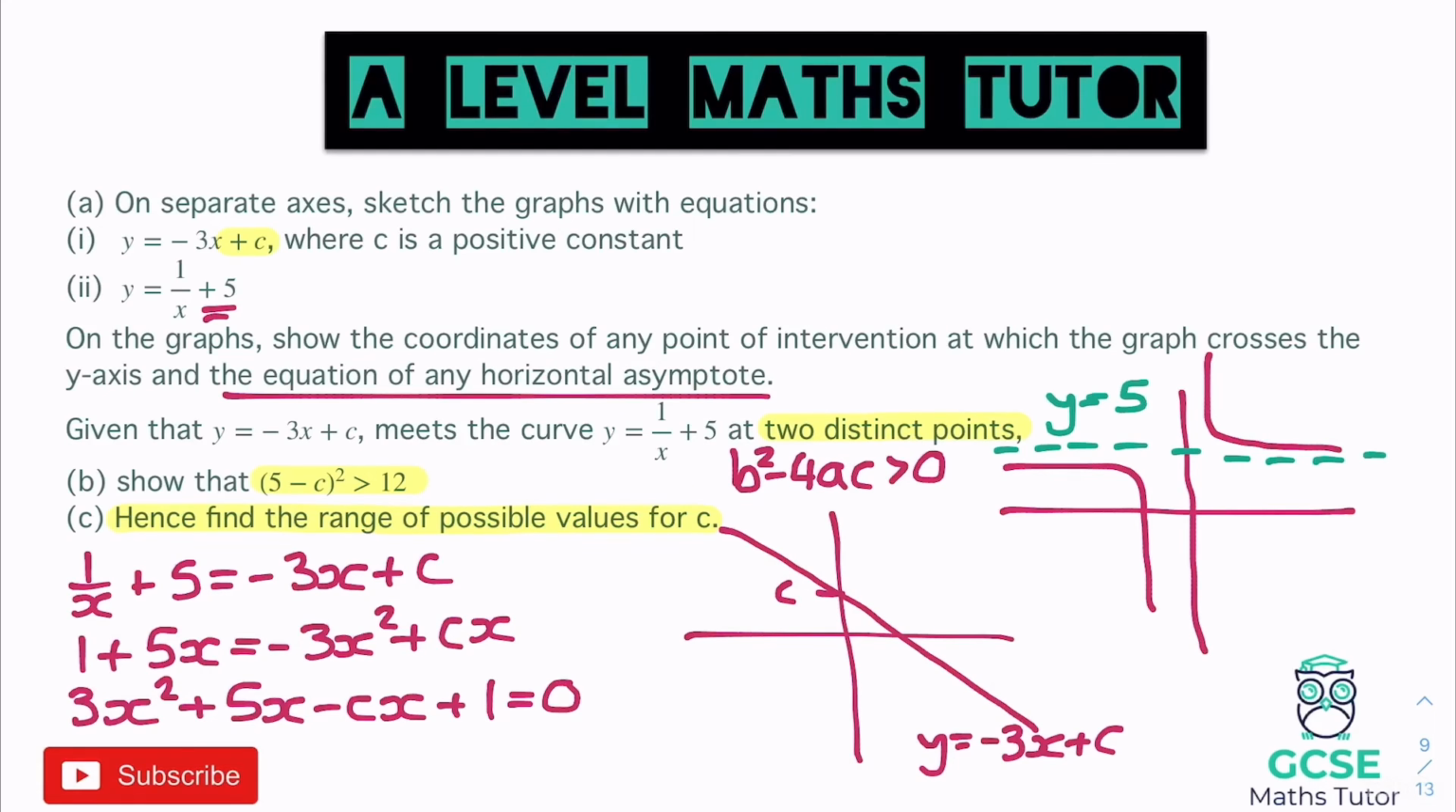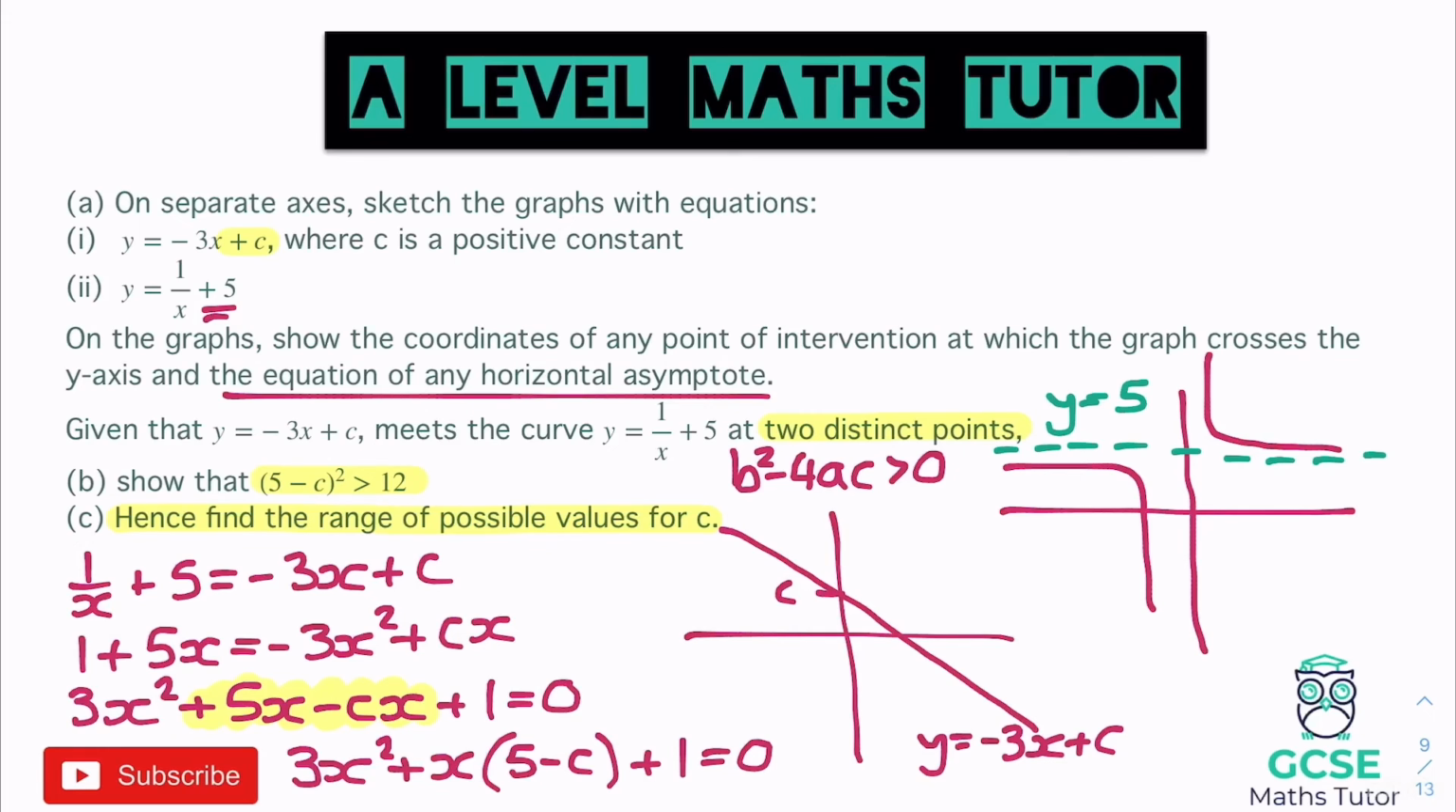Now we've got two pieces with an x in, so we're going to have a look at what the coefficient of x would be if we factorised out x. If we take x out, we'd get 3x squared plus x lots of 5 minus c. All I did there was look at these two terms and factorise x out, and then we have the plus 1 at the end, and that will equal 0.